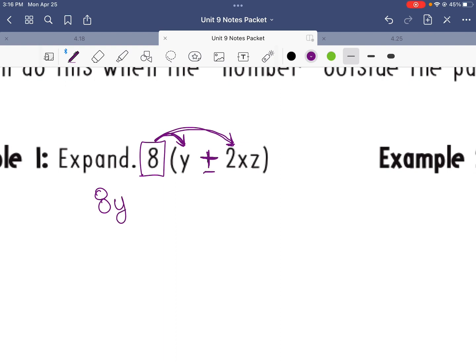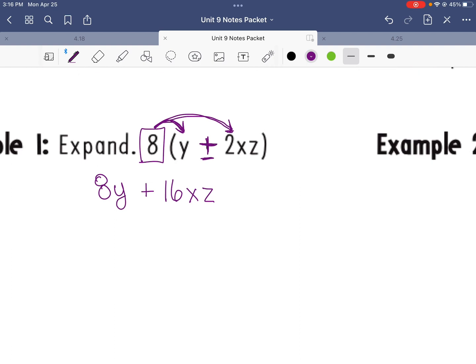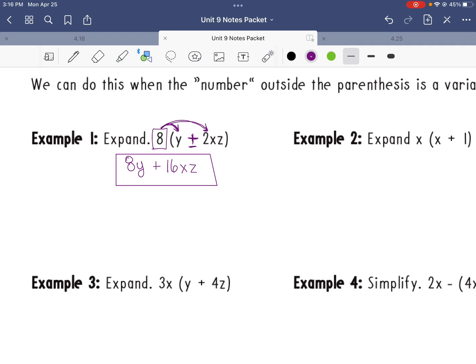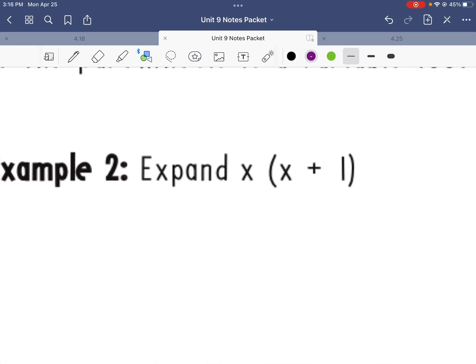8 times a positive 2xz would be plus 16xz. Now, if you can, you should combine like terms here. This one has a y, this one has an xz. So these are not like terms, and we have to just leave it just like that. But we go ahead and box that and say, okay, we've distributed that. We've expanded that.